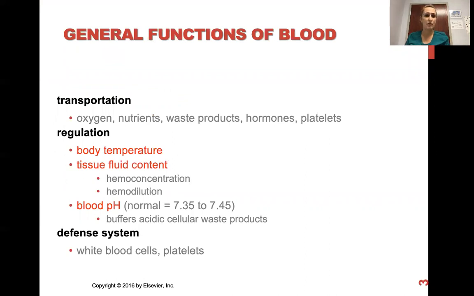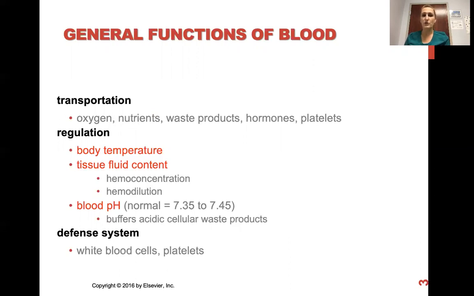General functions of blood: transportation. They take oxygen to different tissues by way of hemoglobin, nutrients as well, and transport different molecules of all kinds and enzymes. They take waste products away, carbon dioxide. They take hormones. Remember, hormones are from the endocrine system and travel from their producing organ to their target organ by way of blood. And then platelets, which we're going to discuss in detail.